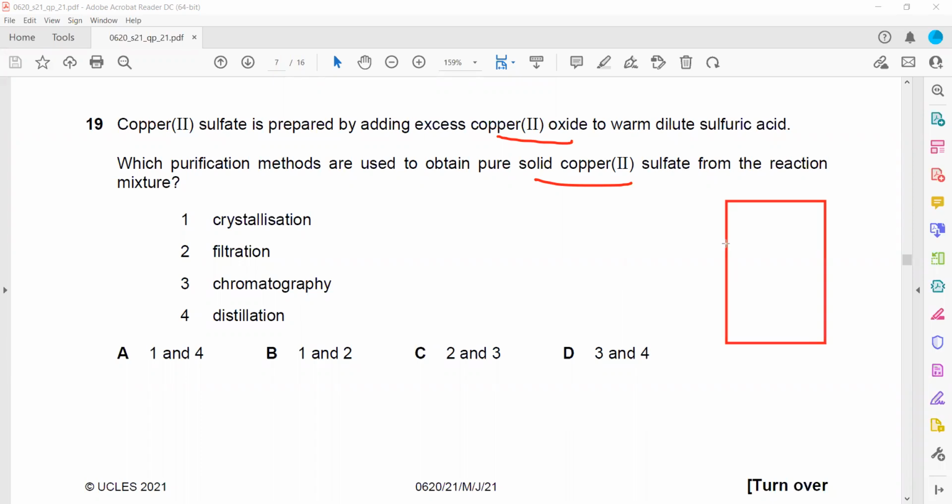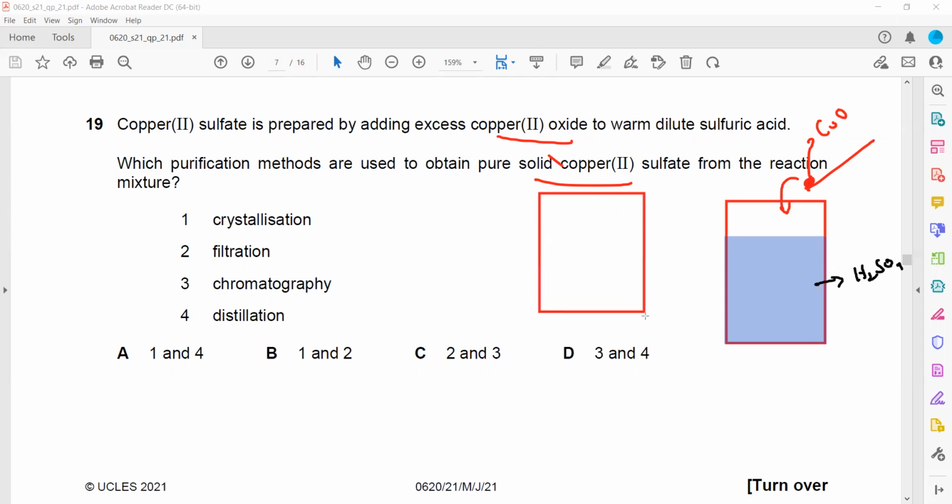Originally this solution is sulfuric acid, which is H2SO4. Now what we are doing to this solution is adding copper oxide. Copper oxide is solid. We are adding it. As a result, what happened? We add until the copper oxide is in excess. Excess means more than enough, like we have too much copper oxide.